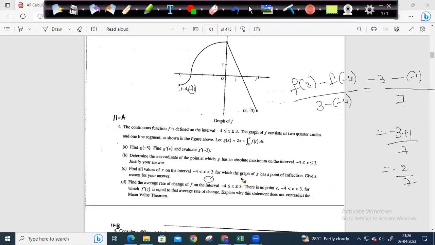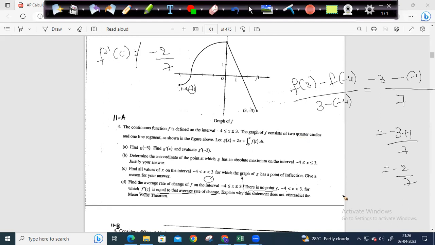Now there is this one. We need to prove there is no point C in between -4 and 3 for which f dash C is equal to the average rate of change. So I need to prove f dash C is equal to -2 by 7. It is not possible to have f dash C as -2 by 7. Correct, right? Explain why the statement does not contradict the mean value theorem.